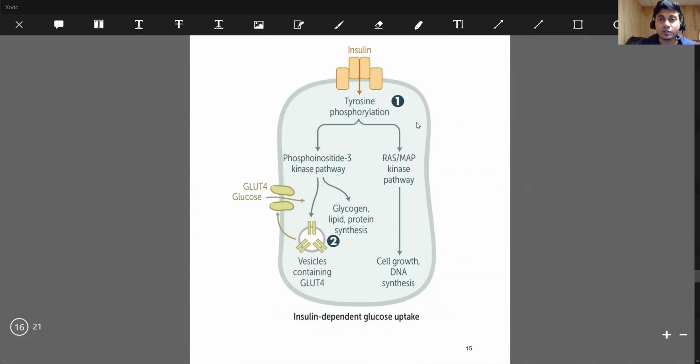Like here you can see that insulin binds to its receptor and there is dimerization of the receptor.